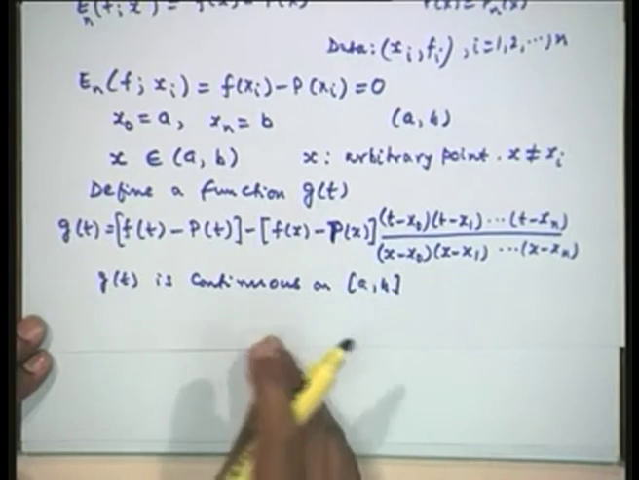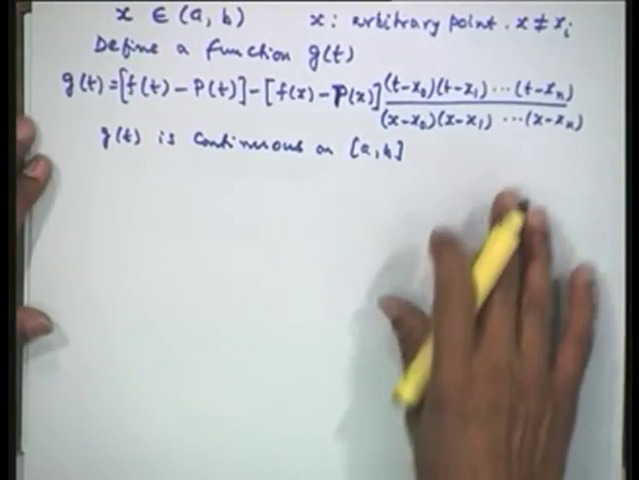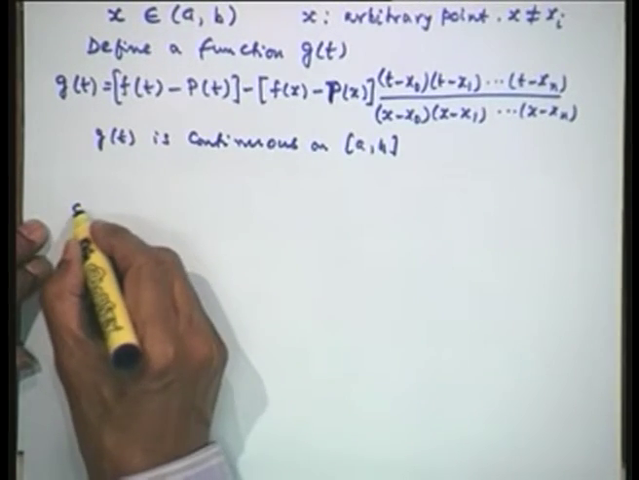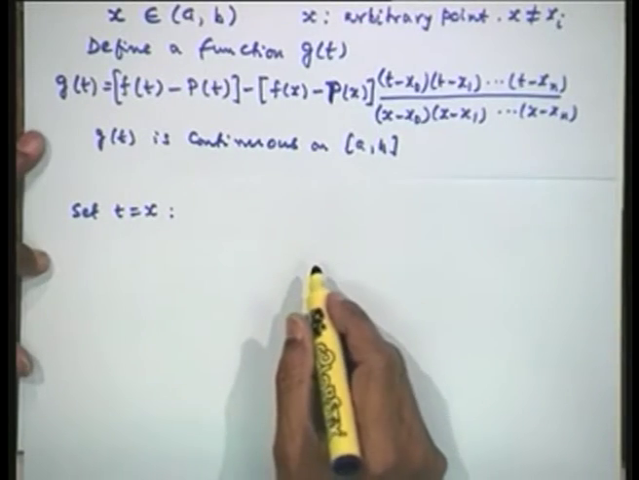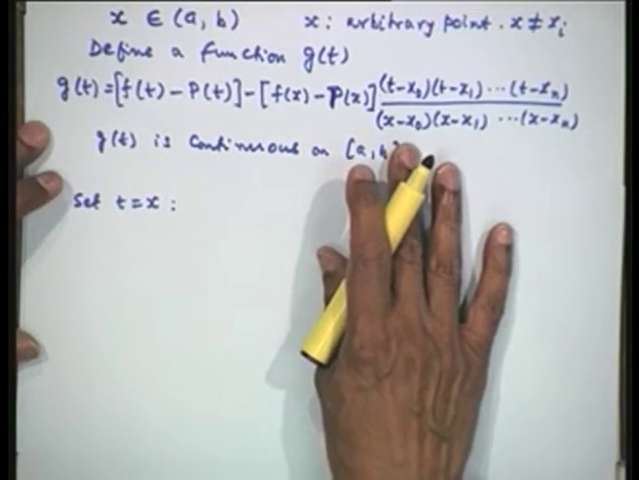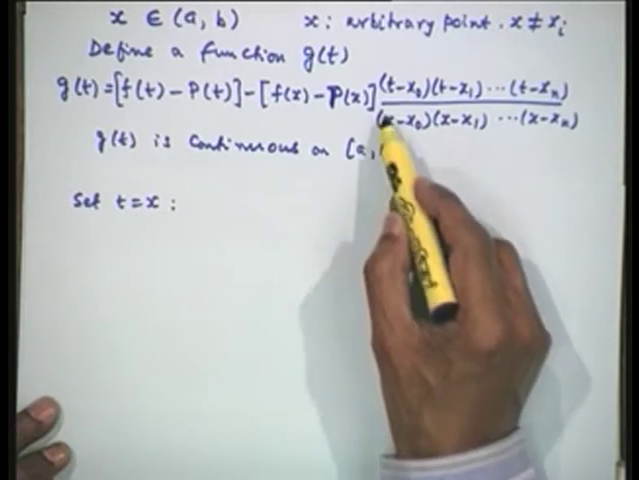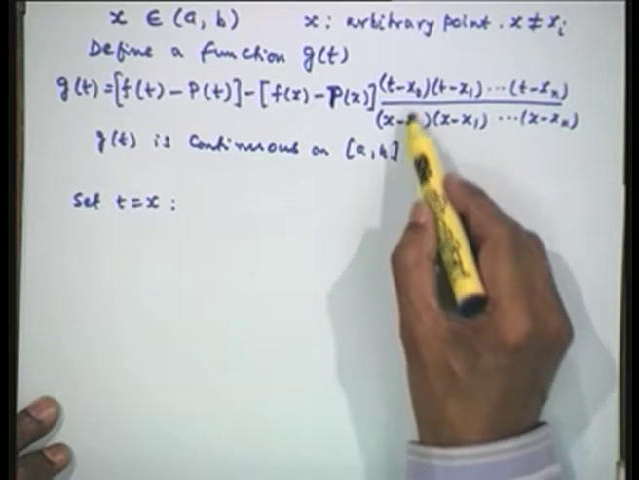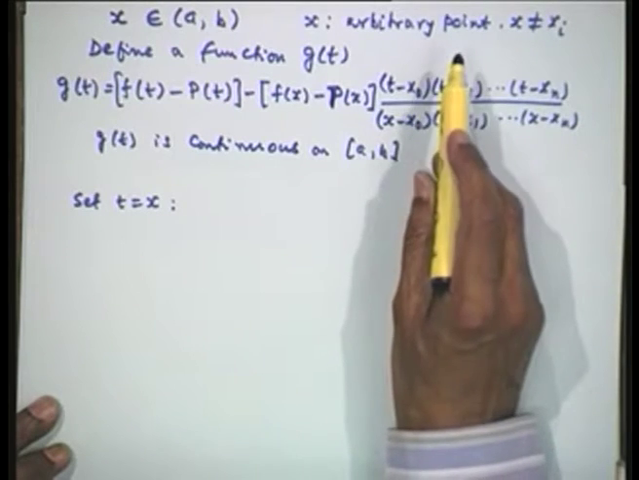g(t) is a continuous function. Now, let us look at the property of this g(t). Let us put t equal to x. Before we look at the first factor, let us first look at this last factor. When I put t equal to x, the numerator is the same as the denominator, all the terms are the same, therefore they cancel off and we have 1.